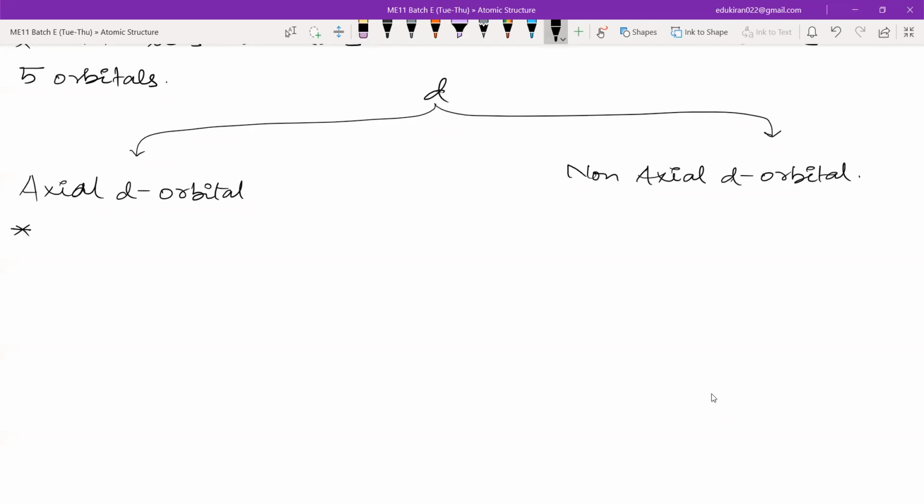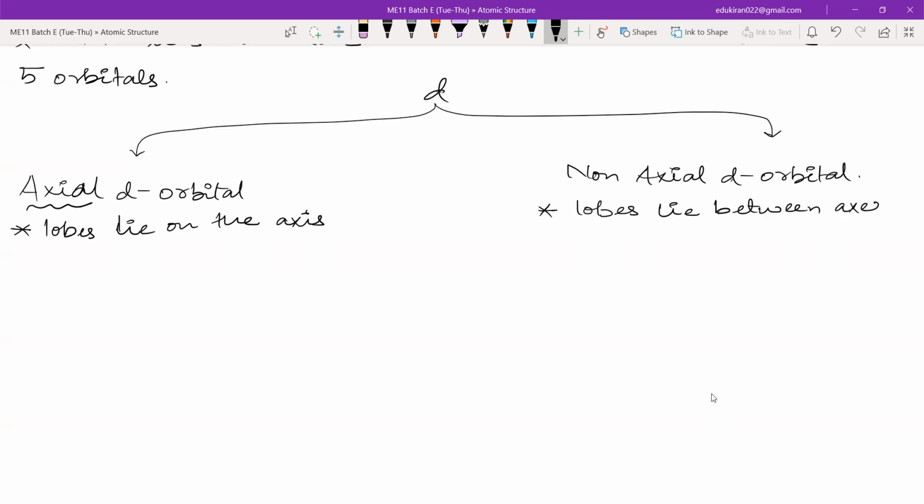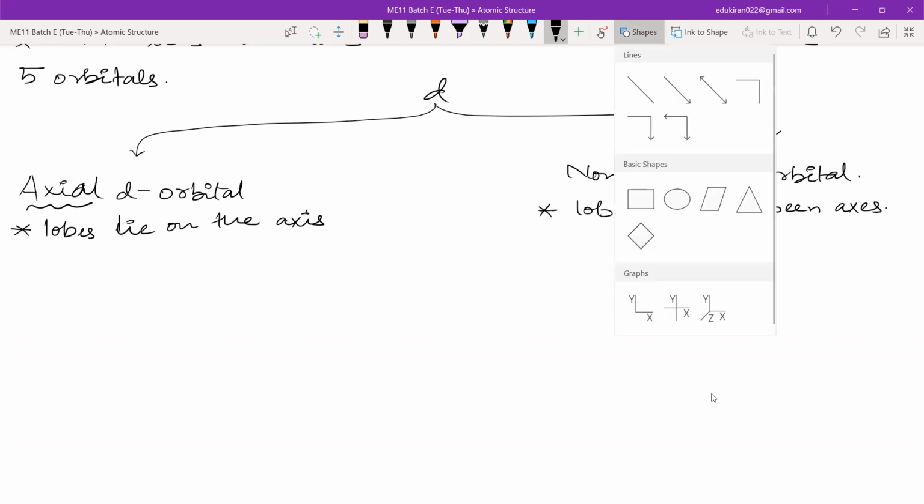In axial d orbitals, as the name suggests, lobes lie on the axis. What will happen in non-axial? Lobes lie between the axes. Now, for the axial d orbitals, we have 2. Let us see them.